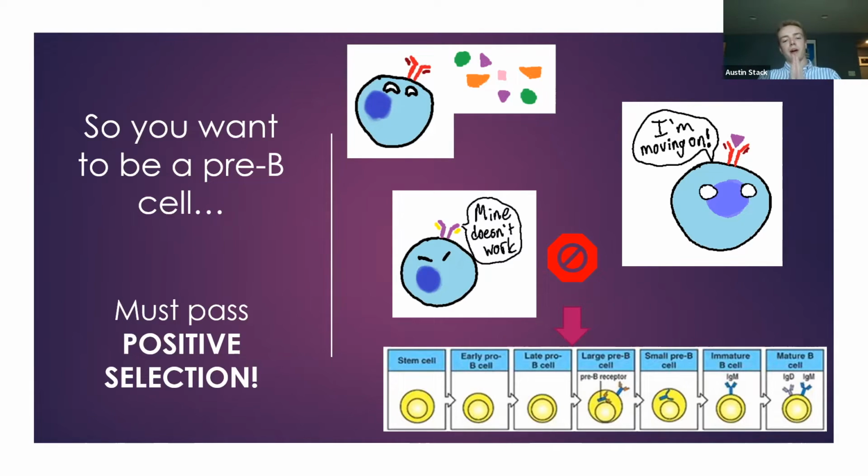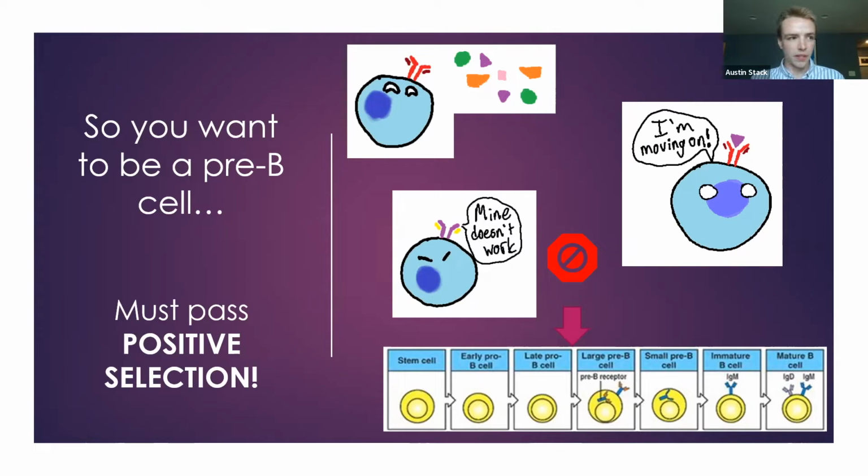So now we have this selection process that ensures that we're only using our energy on the B cells that have a working B cell receptor. So this is the part of encouraging foreign reactive B cells to move on and mature.